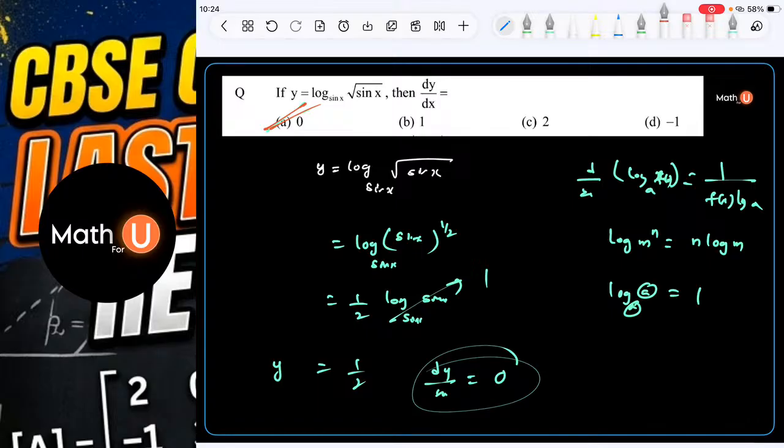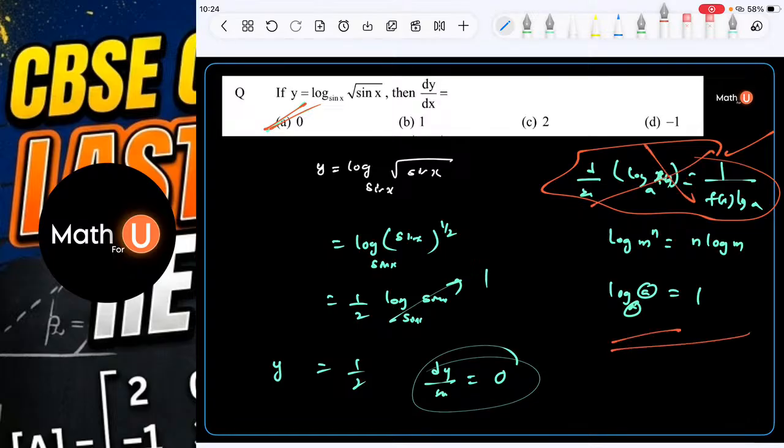Okay, this is very important. Otherwise you can apply differentiation also, but it will be very lengthy and time-consuming. Instead of applying this one, use the properties of logarithms. Okay, use the properties of logarithms.